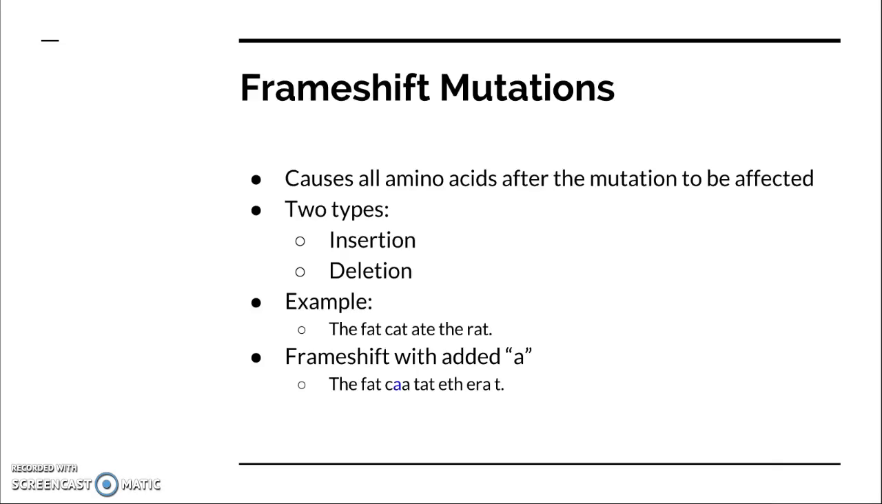The next type of mutation, so those were point mutations and types of substitution mutations from those point mutations, is a frame shift mutation. The frame shift mutation causes all amino acids after the mutation to be affected. There are two types, insertion and deletion. And the biggest things that change it are either adding or subtracting two bases or one base.